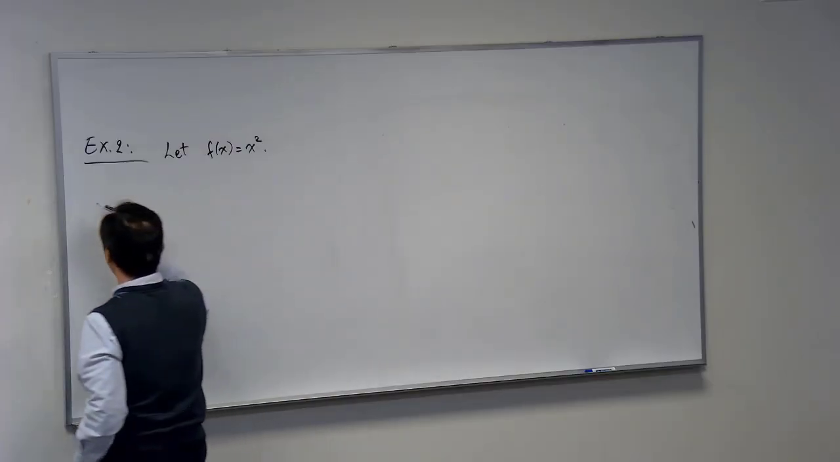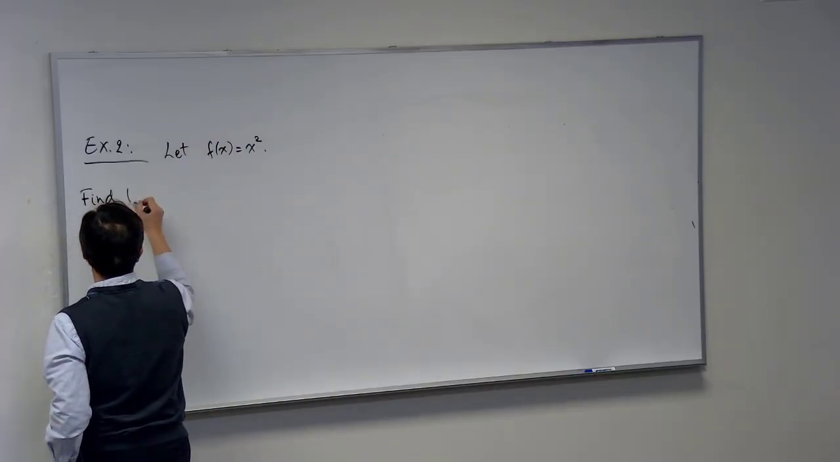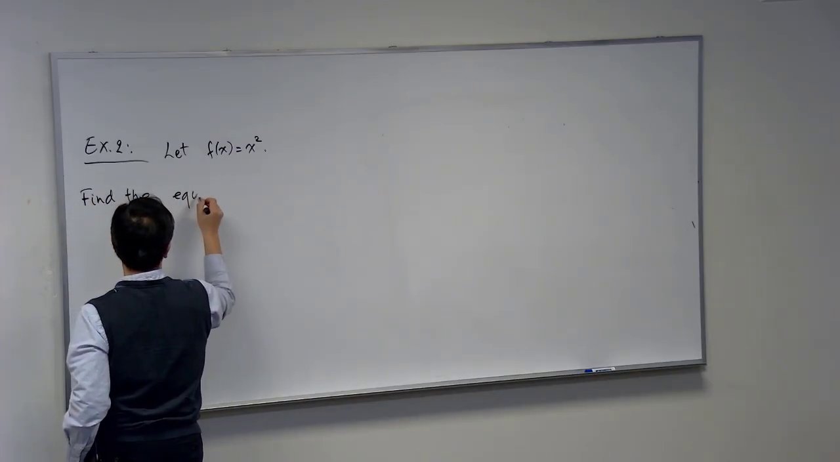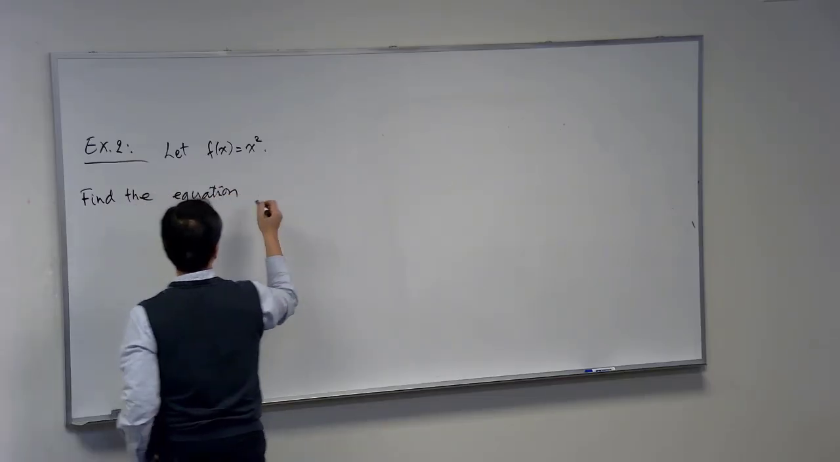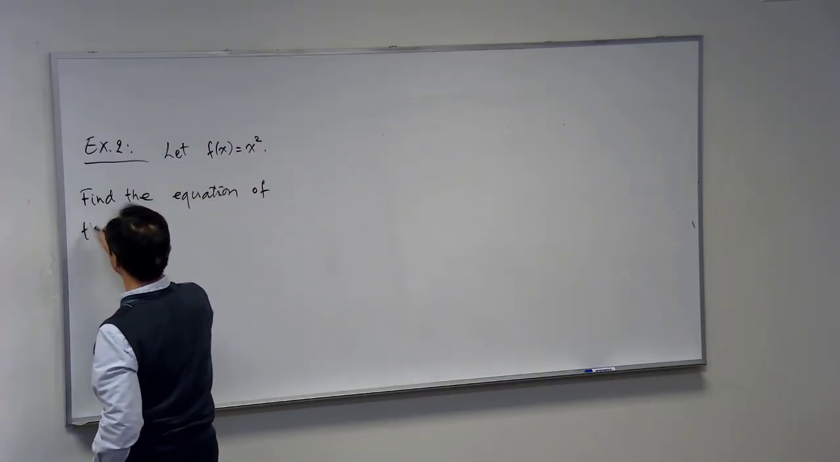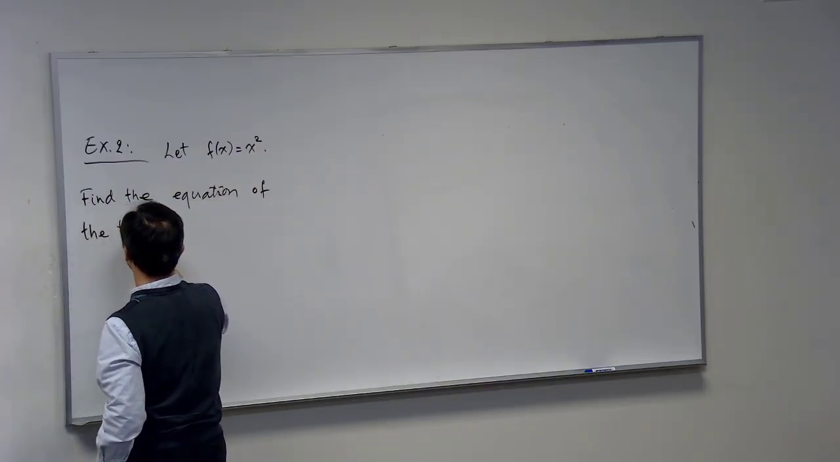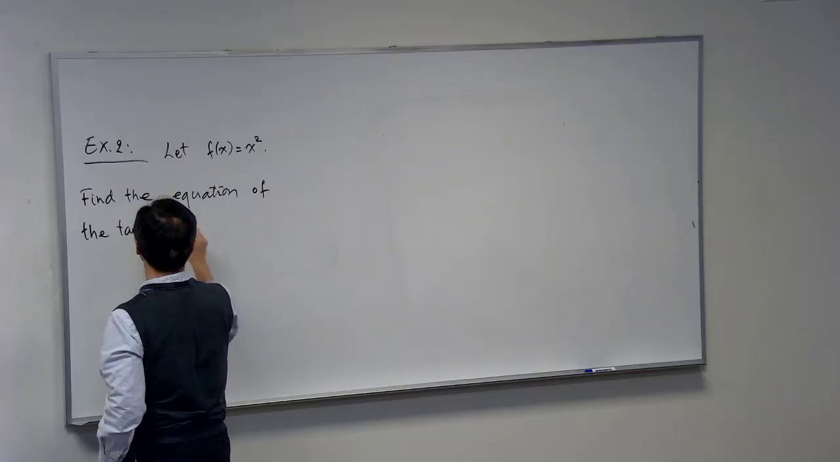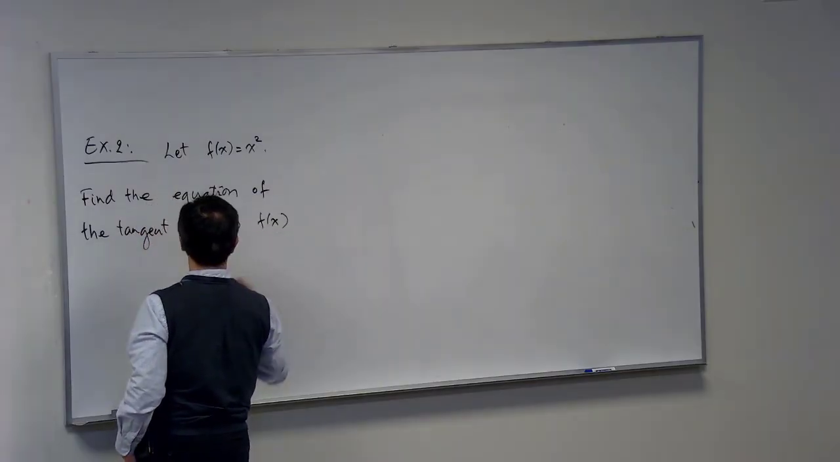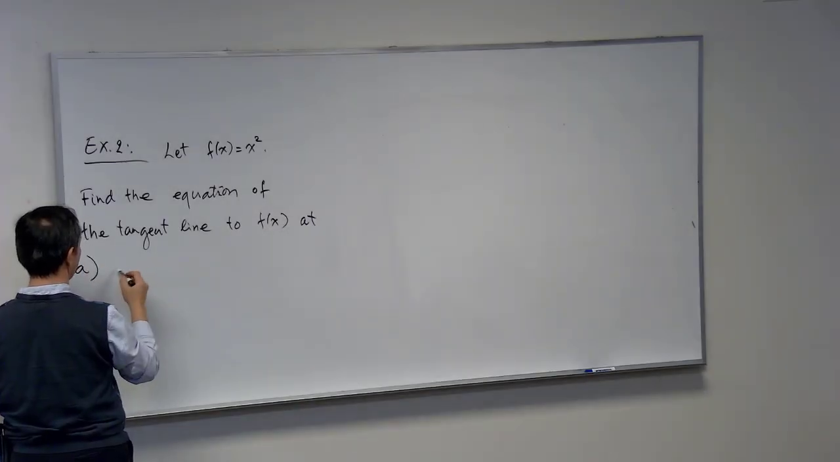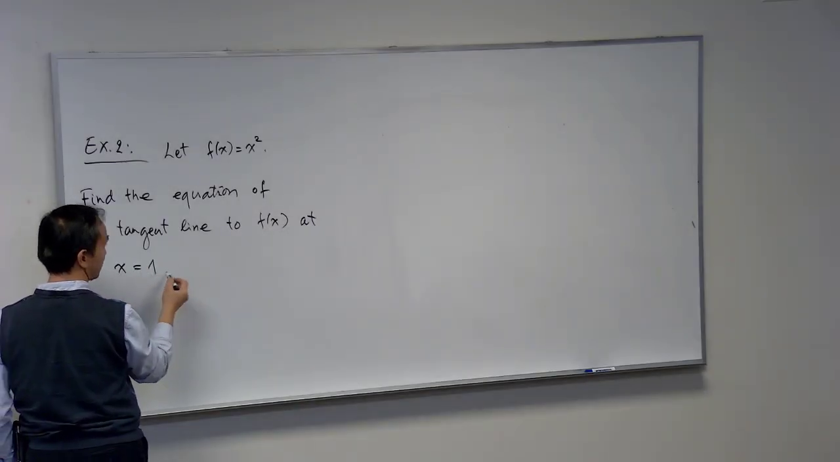Now we want to find the equation, so no longer only the slope. Find the equation of the tangent line to f of x. Part A, at x equals 1.